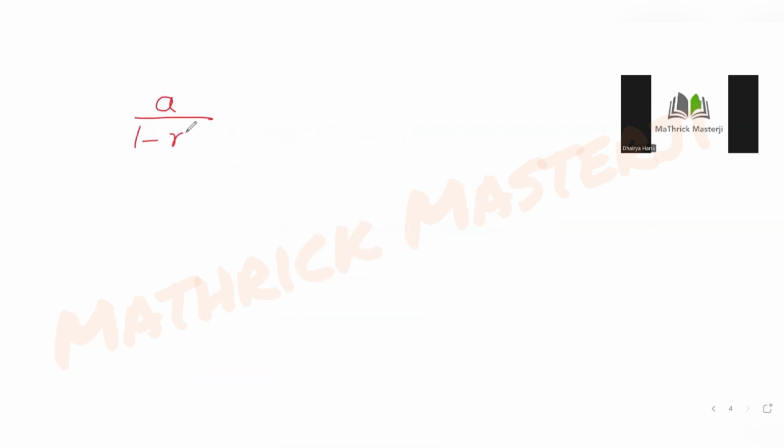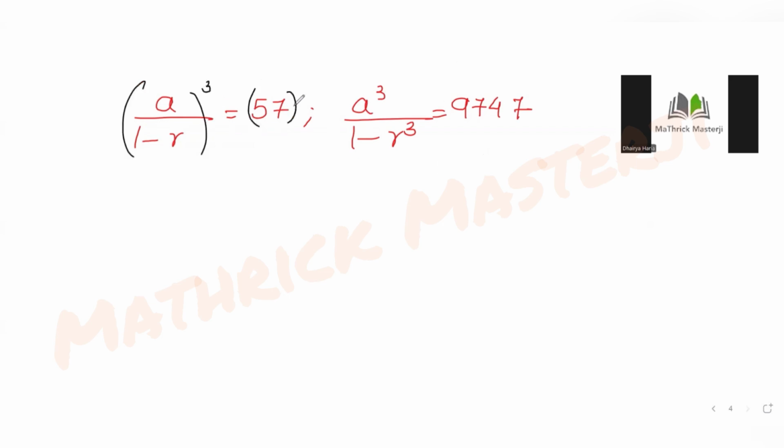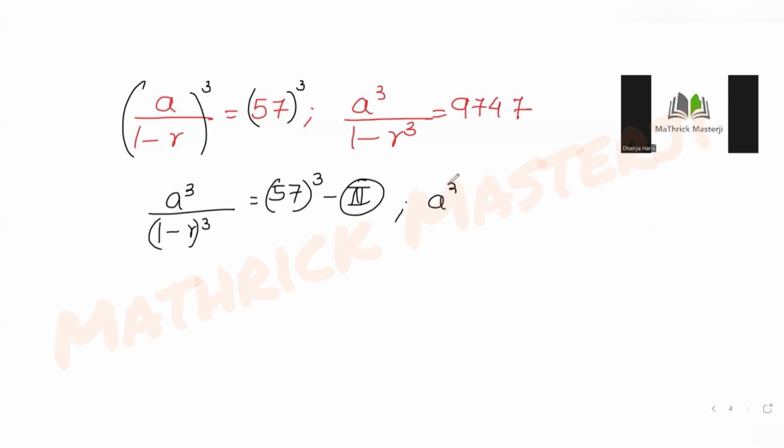One is a over 1 minus r is 57, and the second says a cube over 1 minus r cube is 9747. Let's make them comparable so that one of the variables gets cancelled, because these are two equations with two variables. So I'll cube the first equation. I get a cube over 1 minus r the whole cube, equal to 57 the whole cube. Let's say this is my equation 3, and the other equation is a cube over 1 minus r cube, which is 9747, my second equation.